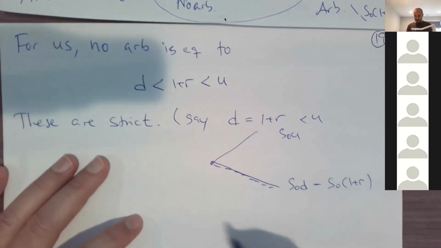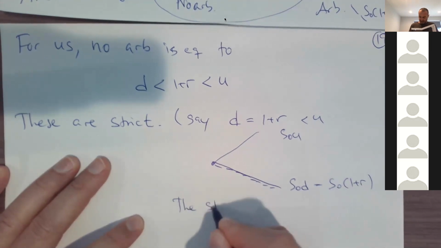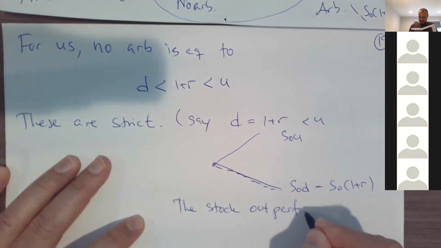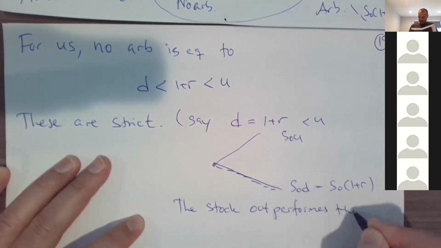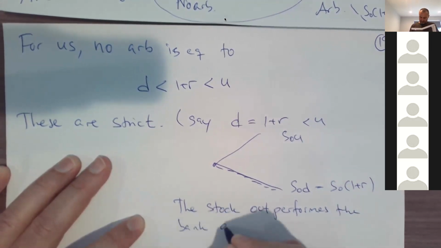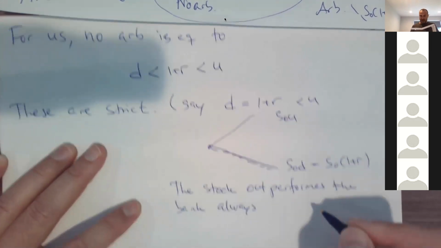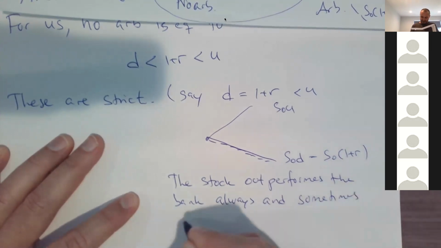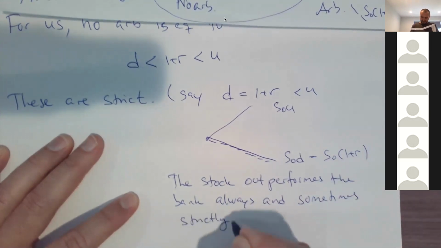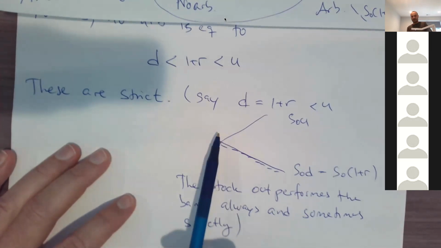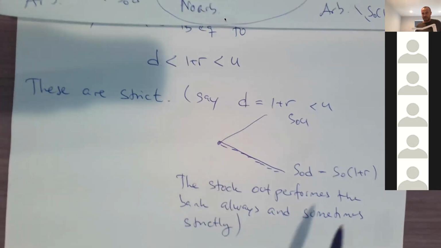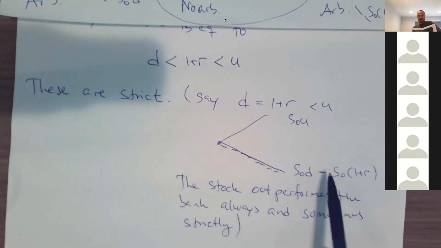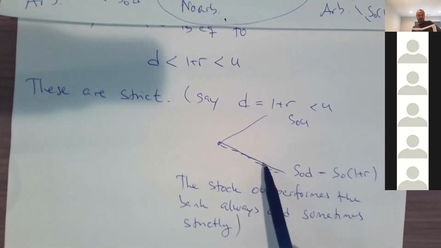Well, then the stock outperforms the bank always, and sometimes strictly. Right. So if it turns out that the coin flip is tails, then the bank and the stock do the same.